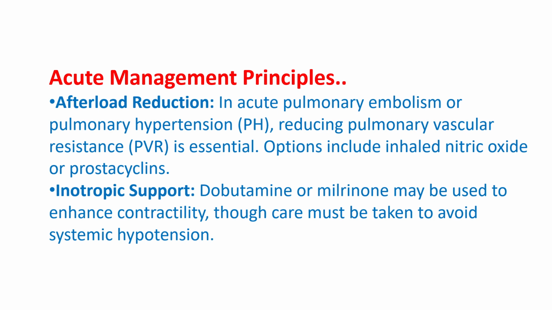Afterload reduction. In acute pulmonary embolism or pulmonary arterial hypertension, reducing pulmonary vascular resistance is essential. Options include nitric oxide or prostacyclins. Inotropic support. Dobutamine or milrinone may be used to enhance contractility, though care must be taken to avoid systemic hypotension.